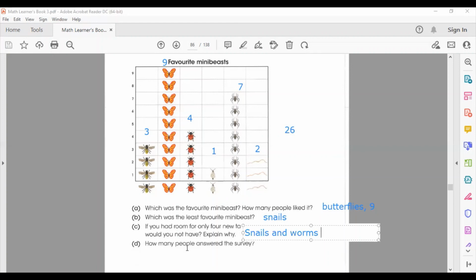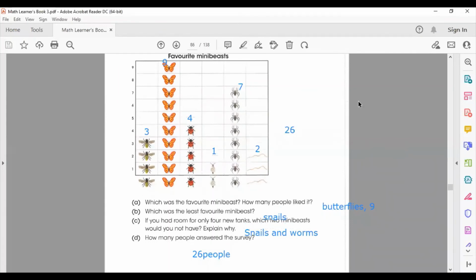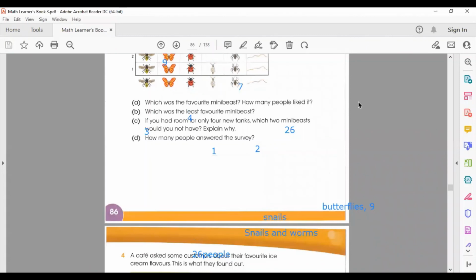How many people answered the survey? 26 people. So we write here, 26 people. Let us move to the next part. Just I need to erase.